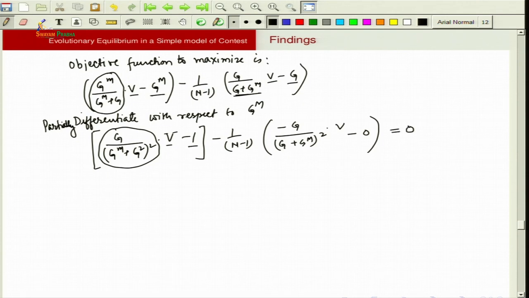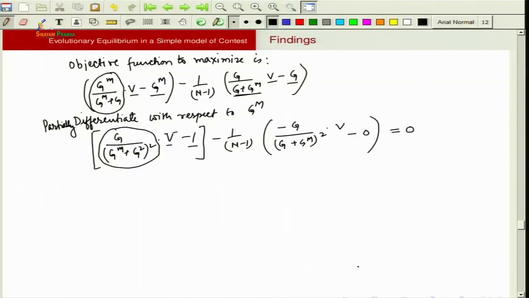For the first order condition we have to put it equal to 0, as we discussed in the previous case when we were doing Nash equilibrium and also the ESS. Here I am talking about the first order condition only, but you should also remember the second order condition, which should also be satisfied. Suppose I call this objective function big pi, or I should call it pi relative.